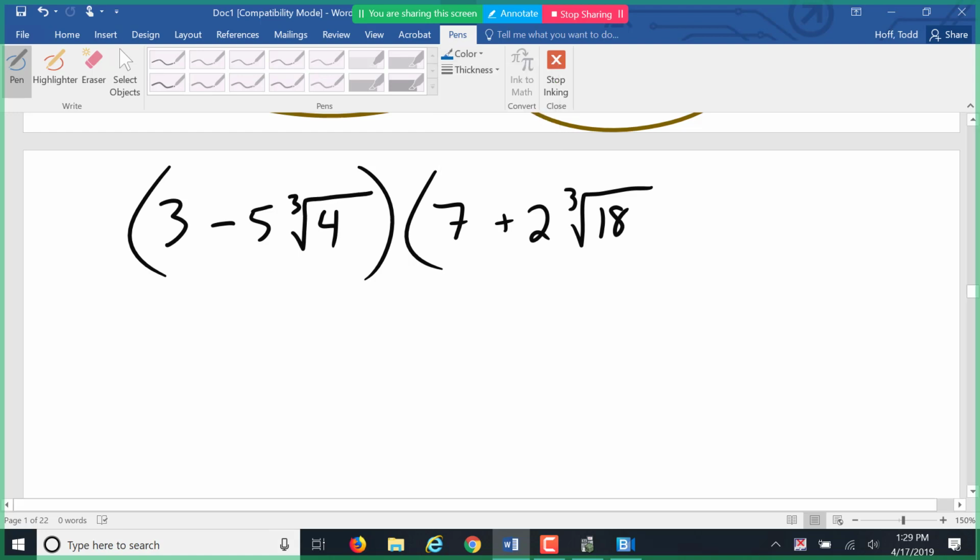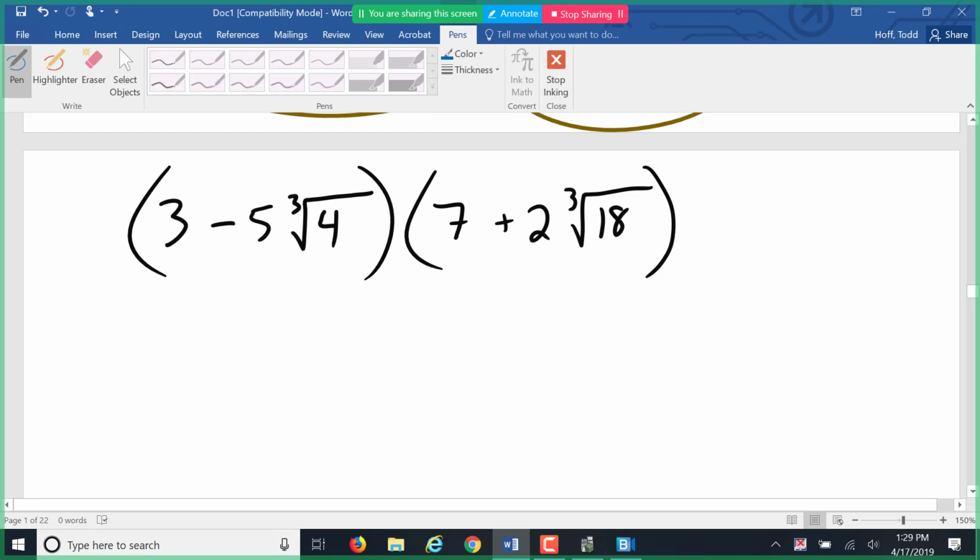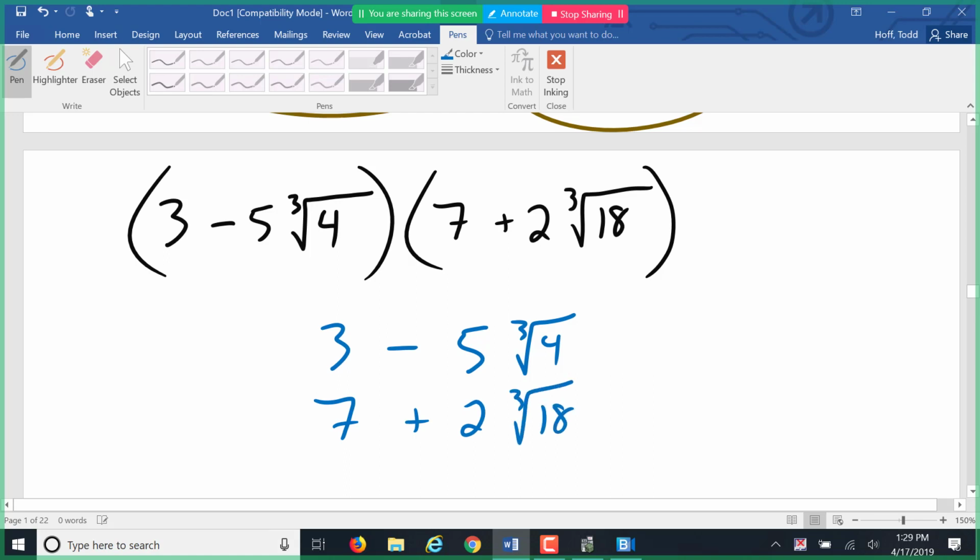Now, one thing is, it helps if the index on our roots are the same. So if they're not the same, we really can't combine them. There will be examples where there are different indices, but in different terms, and I'll show you how to deal with that. Something like this, we're going to go ahead and multiply it out. 3 minus 5 times the cubed root of 4, times 7 plus 2 times the cubed root of 18. Notice I don't have the same object in the root, I just have the same index.